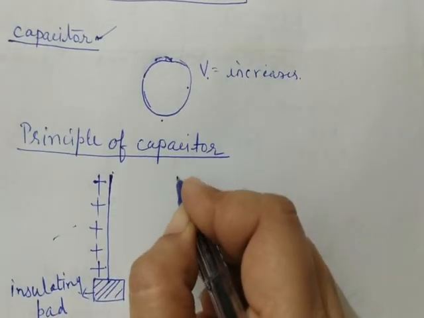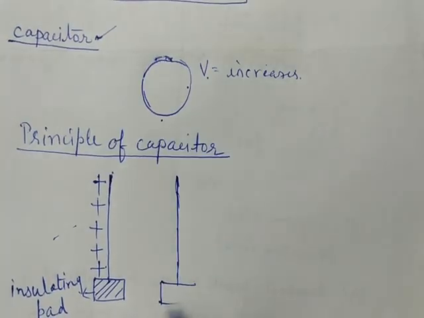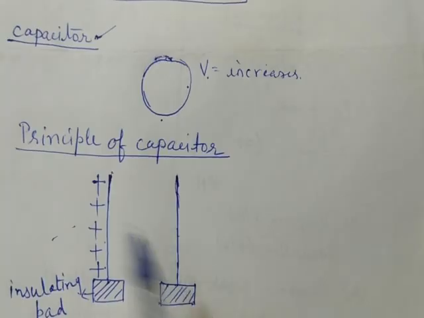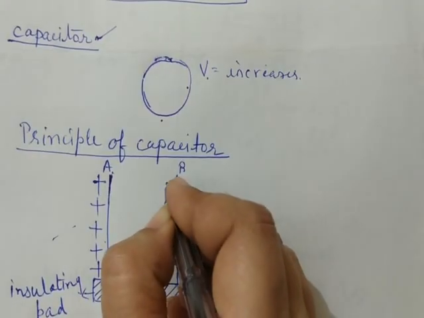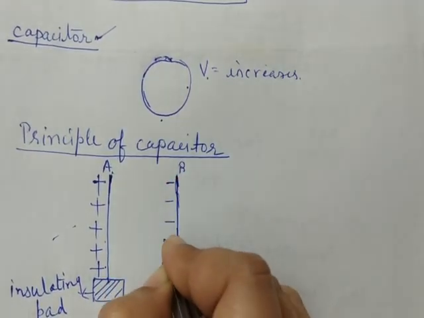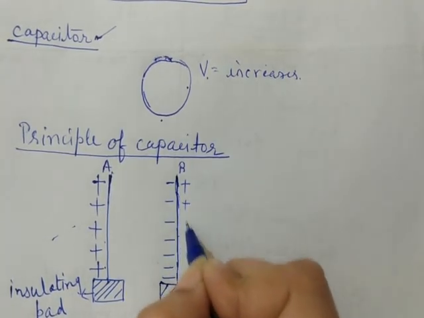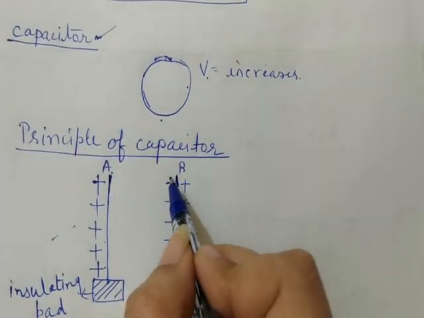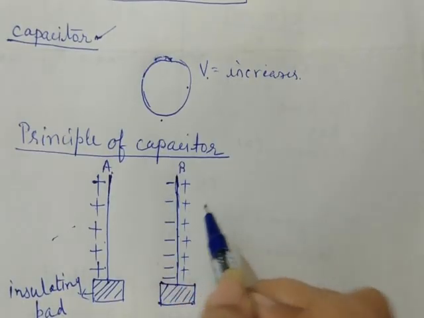Place another conducting rod in front of it, uncharged, and on an insulating pad. When we place this conducting rod, say this is A, this is B, this rod will induce negative charge towards this side, and all the positive charge will go on the back side of this plate because of induction. This positive charge will attract negative charge towards it, and will repel all the positive charge away from it.